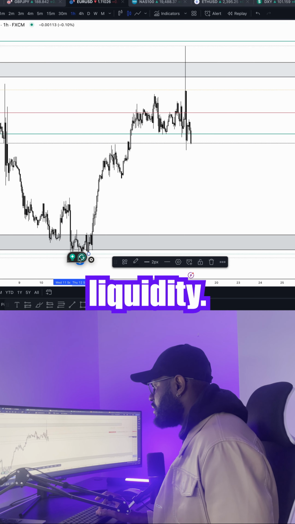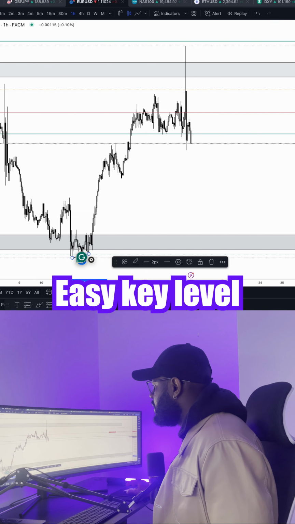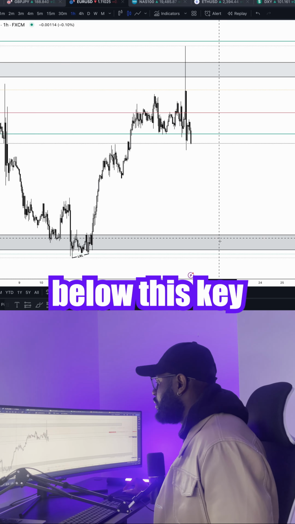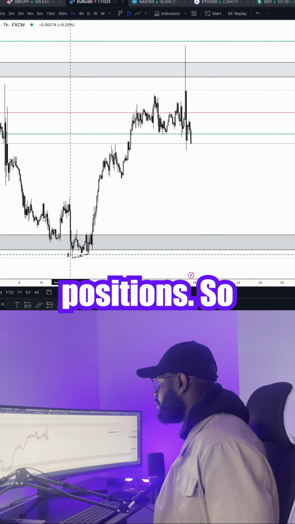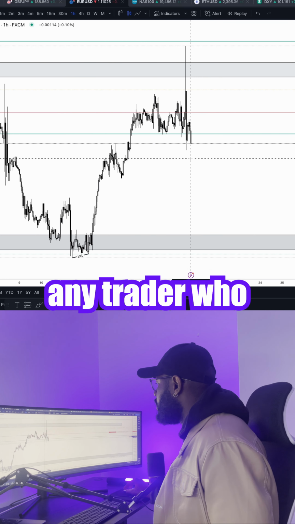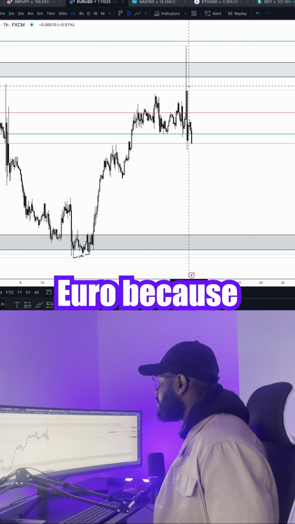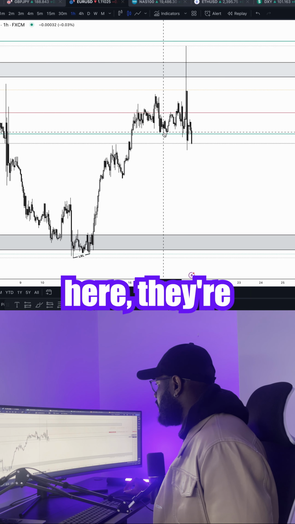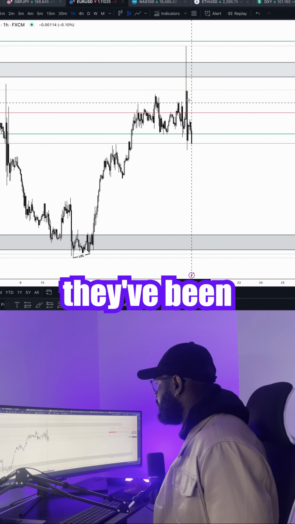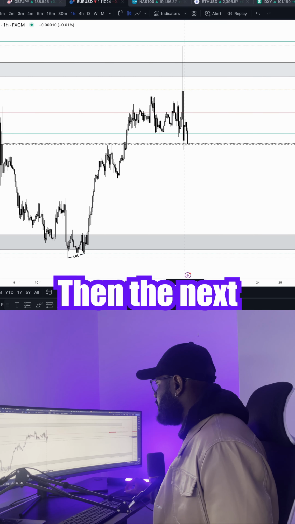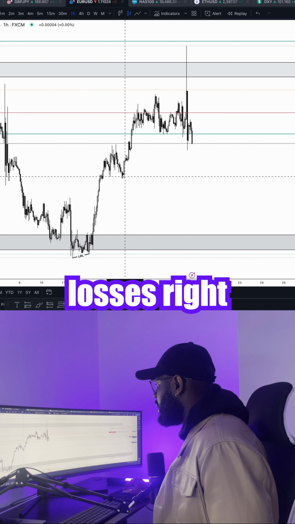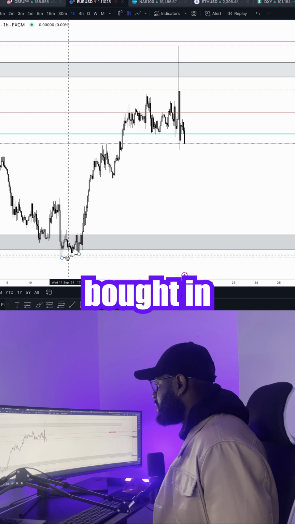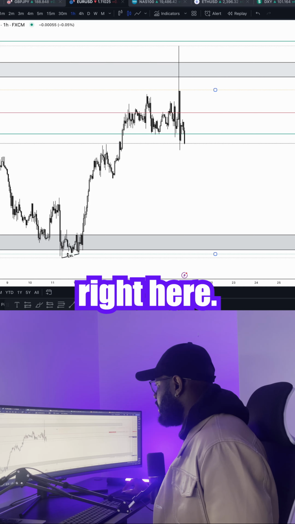Low resistance liquidity, an easy key level that price could gravitate to. Price can easily drop below this key level to run out these positions. So any trader who was buying the euro because of the rate cuts and whatnot, stop loss right here, they're already out of the trade. They've been wiped out right now. Then the next traders, stop losses right here. And then the ones that bought in early, stop losses resting right here.